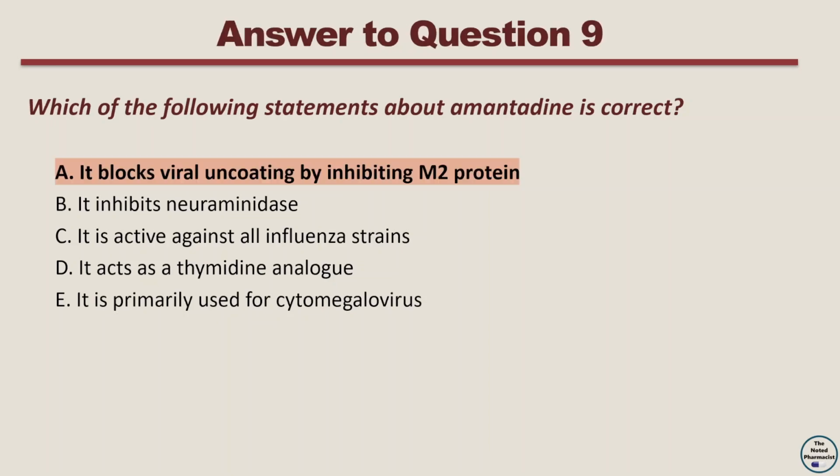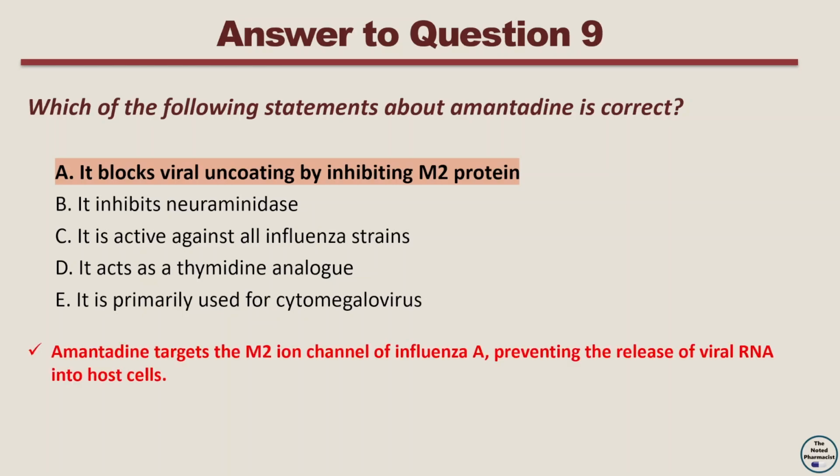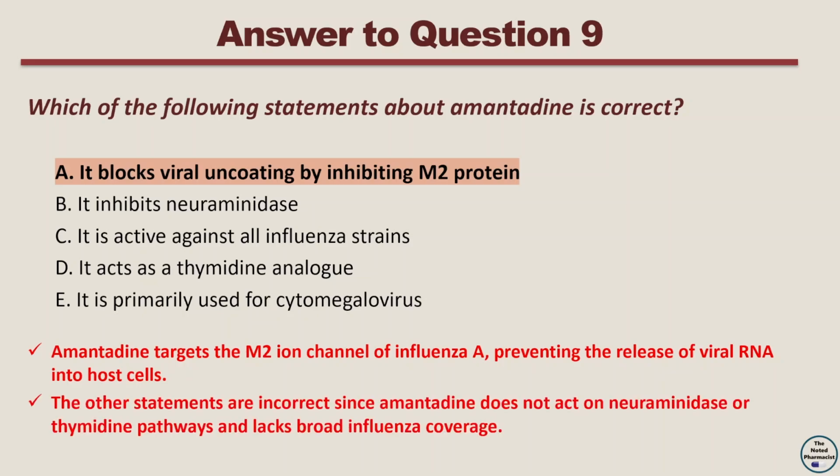The correct answer is option A, it blocks viral uncoating by inhibiting M2 protein. This occurs because amantadine targets the M2 ion channel of influenza A, preventing the release of viral RNA into host cells. The other statements are incorrect since amantadine does not act on neuraminidase or thymidine pathways and lacks broad influenza coverage.